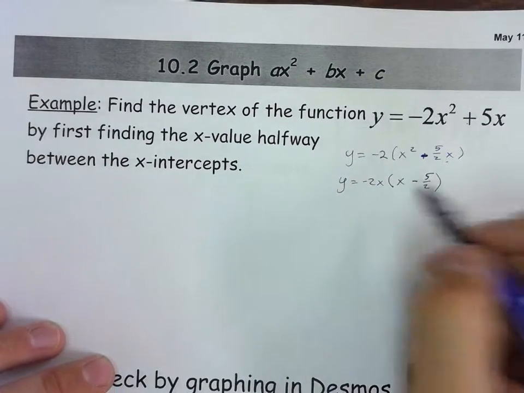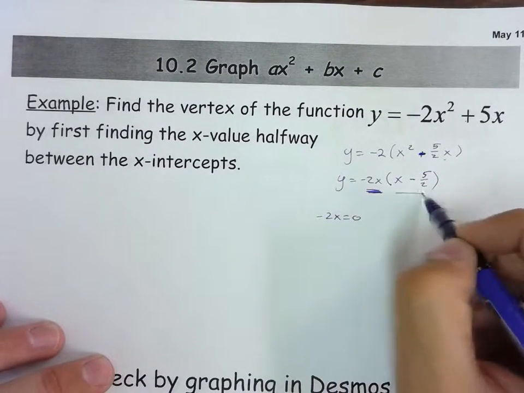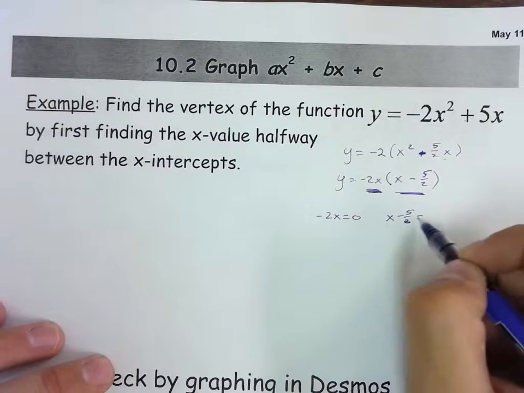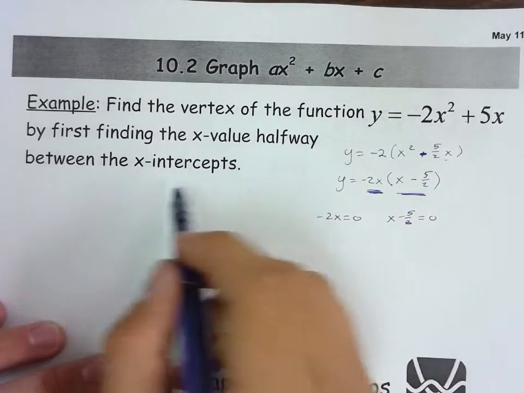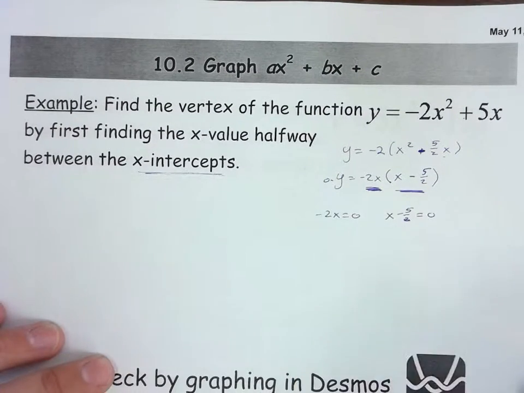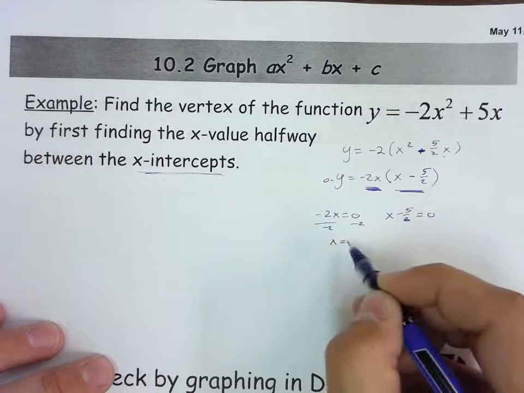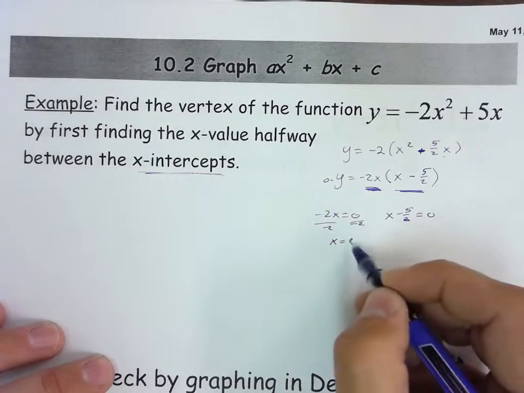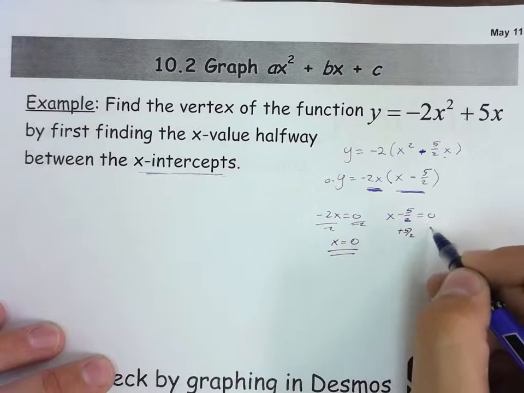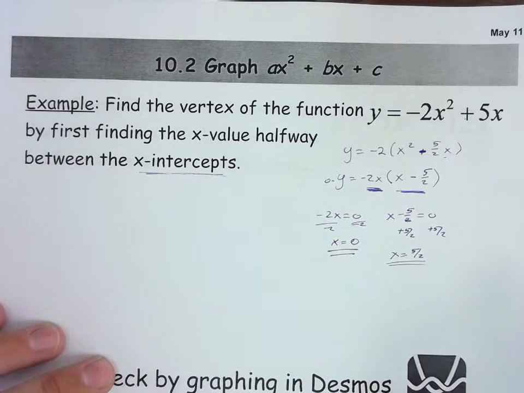So I have two options here. This could be equal to 0, negative 2x equals 0, or this could be equal to 0, x minus 5 halves equals 0. Because if I want to find the zeros, or the x-intercepts, I have to set it equal to 0. Solve them both. We'll divide by negative 2. x equals 0, since 0 divided by anything is still 0. Or add 5 halves to both sides. x equals 5 halves. Those are my x-intercepts.